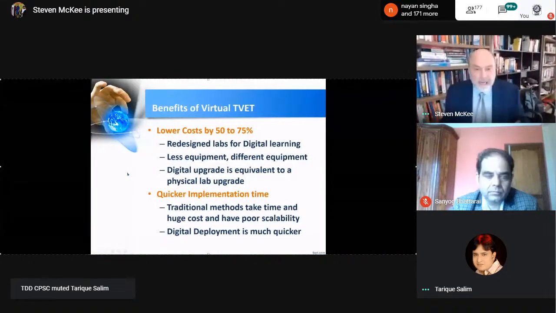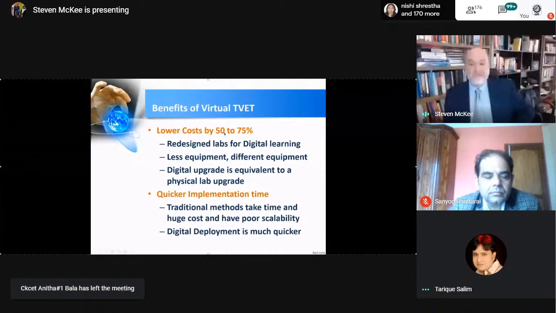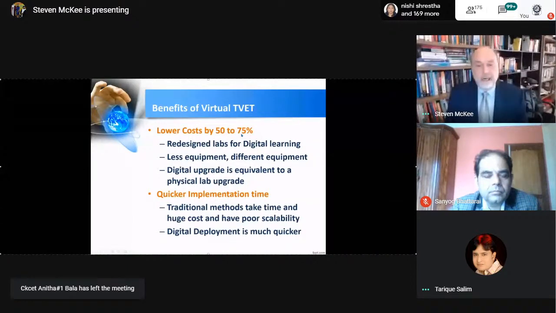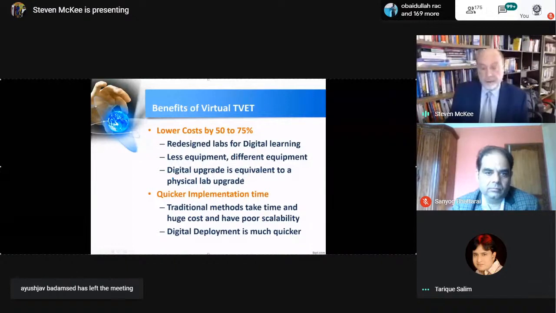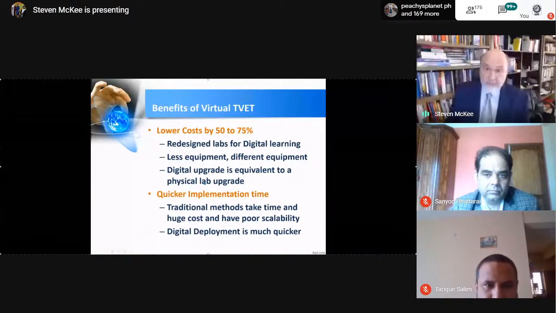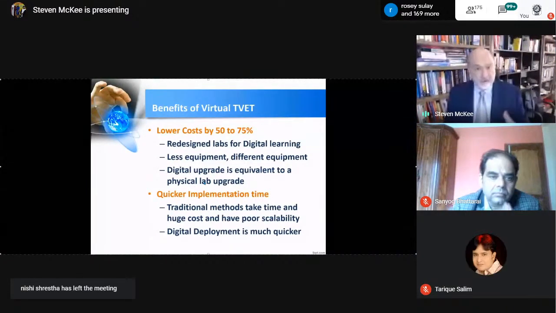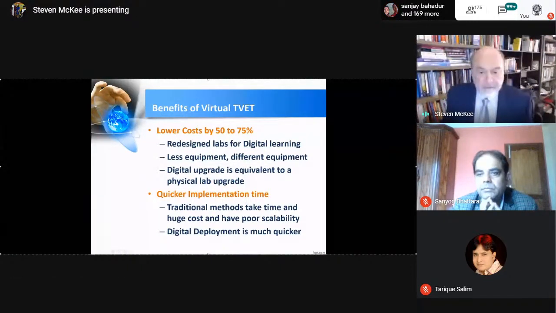So in essence, the effect of this is that it can lower the cost of technical vocational education by 50 to 75%. You need less equipment in the school. You can have more students going through. It also provides you a digital upgrade. So if you have an old lab, you don't need to upgrade that lab. Just put the digital content versions in there. You have now put in the hands of your students all the latest technical information.